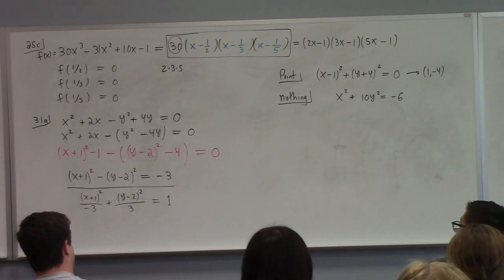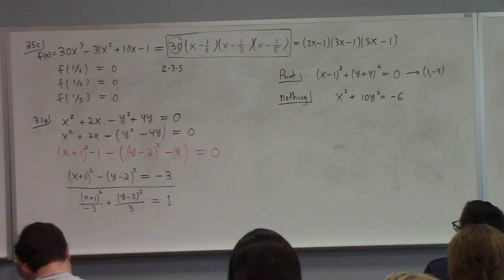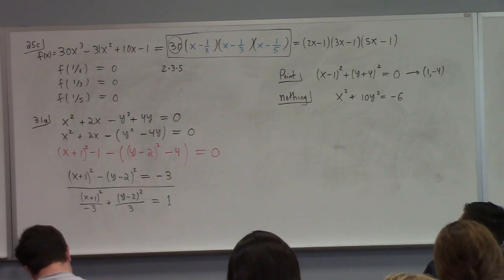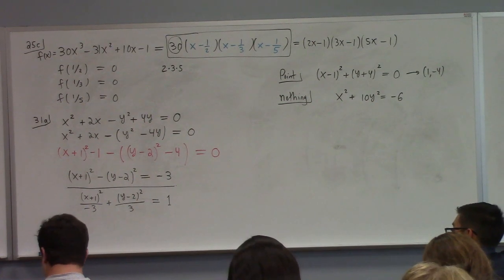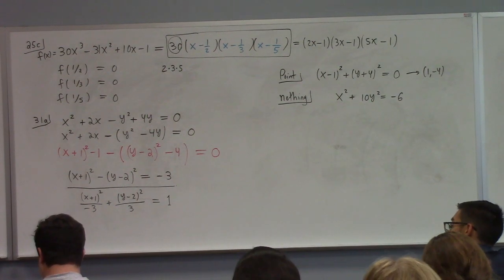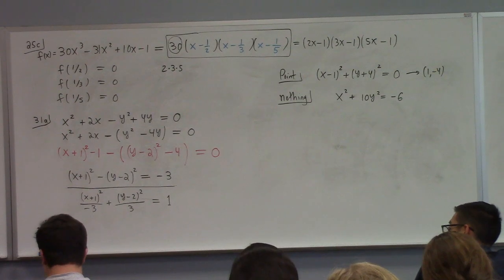For which one? For A? No, the answer for A is hyperbola. Because it's not just minus, it's plus, it's a difference. It's a plus minus. When we have a difference of squares equal to a constant, that's a hyperbola.